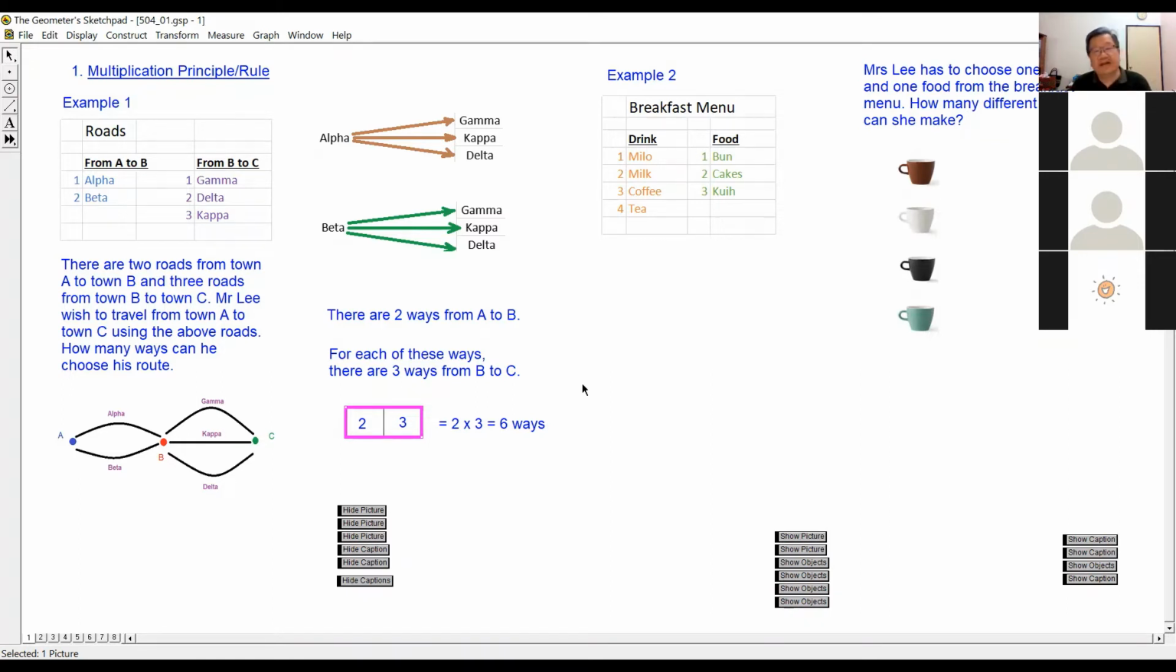So I write down 3 inside the box. So if you want to know the total number of ways, you use 2 times 3. Why multiply? Because for each of the first way, there are 3 second ways. Okay, so altogether, how many for the first? 2. How many for the second? 3. So you multiply them together. Now this is called the multiplication principle or the multiplication rule.